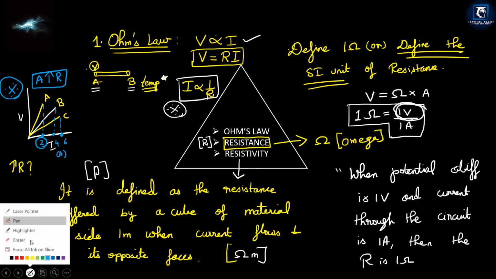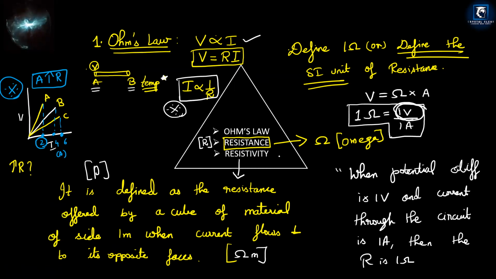Next, we'll move into the unit of resistance. The SI unit of resistance is ohm. This symbol is called omega. 1 omega, or 1 ohm, is equal to 1 volt by 1 ampere, which is nothing but: when the potential difference is 1 volt and the current through the circuit is 1 ampere, then the resistance is 1 ohm.